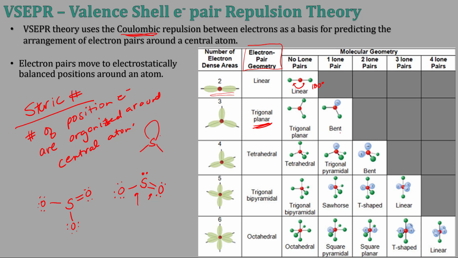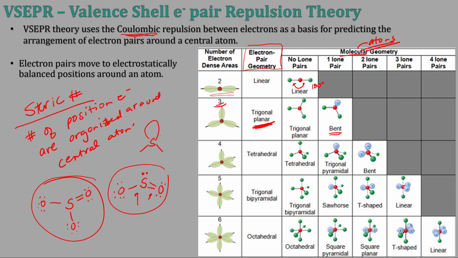We call it bent as a molecule because the molecular geometry only takes into consideration the atoms, whereas the electron pair geometry takes into consideration all of the electrons, so it represents the steric number. If you have 3 electron dense areas, or 3 is the steric number, you're going to have trigonal planar electron geometry, but you could have trigonal planar molecular geometry or bent. And that's the difference between electron pair geometry and molecular geometry.